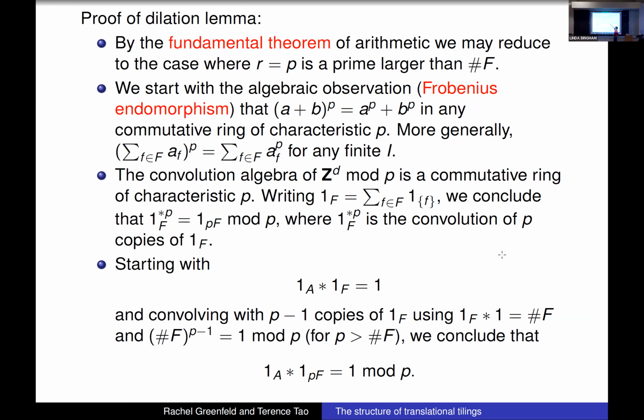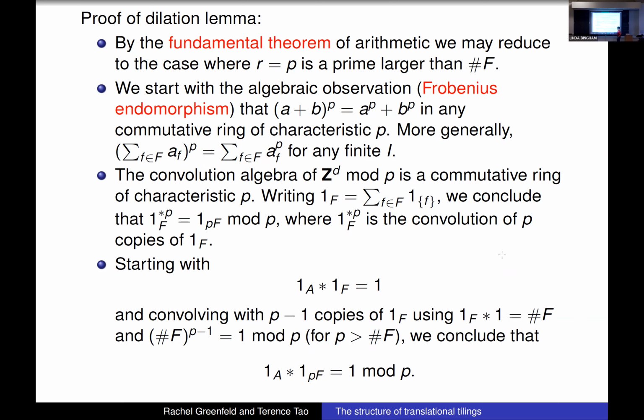And so if you apply this Frobenius endomorphism, the multiplication in this ring is the convolution. So what it tells you is that if you convolve an indicator function with itself p times, and you work mod p, everything disappears except that every individual delta function is convolved with itself p times. And so the p-fold convolution of any set's indicator function is just the dilate of itself. So the indicator function of the dilate is just the p-fold convolution of your original function if you work mod p.